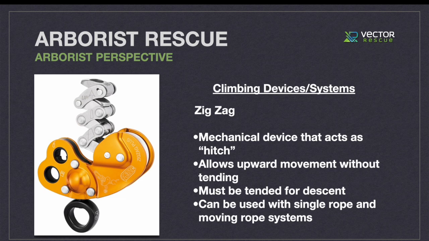So there's lots of commercial devices that have been manufactured over the years that basically act as a friction hitch. They all have the same function. Some of them look very, very different. This one is the Petzl Zigzag. It allows upward movement without tending. To come down, you have to tend the top. Most of these can be used in both single rope and moving rope systems.